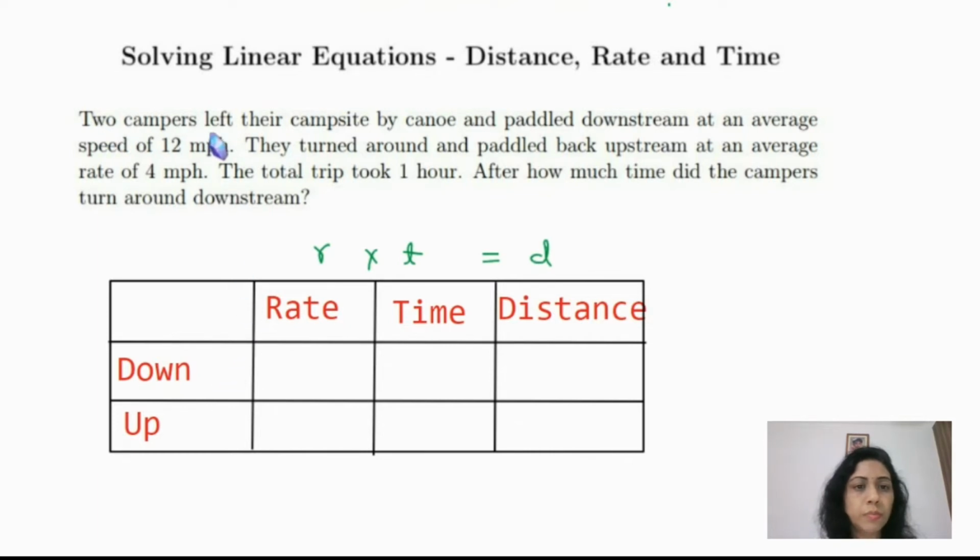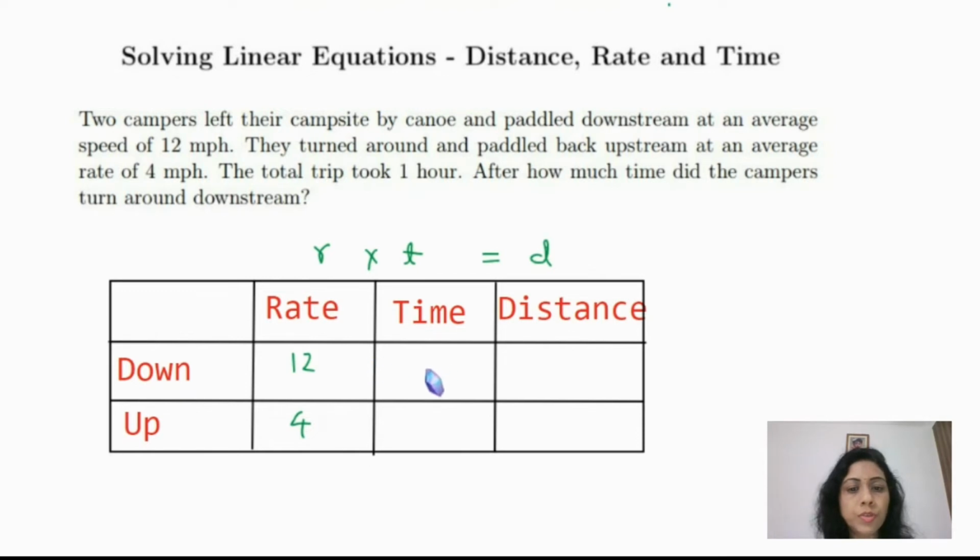So here it says two campers left their campsite by canoe and paddled downstream at an average speed of 12 miles per hour. So for downstream the rate is given. That's good. They turned around and paddled back upstream at an average rate of 4 miles per hour. Wow, here the upstream speed is also given, the rate also. Okay, 4 miles per hour. Here the different thing given is total trip, which means time. So here 1 hour total time is given.